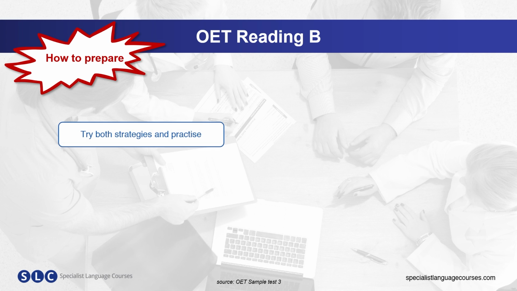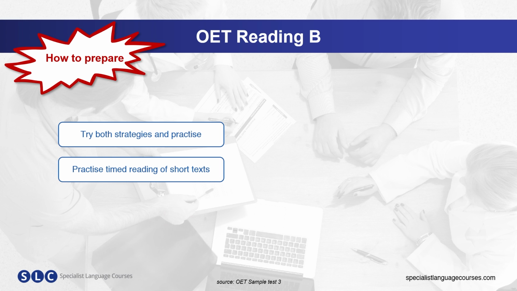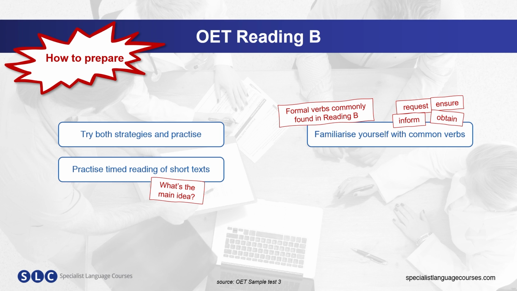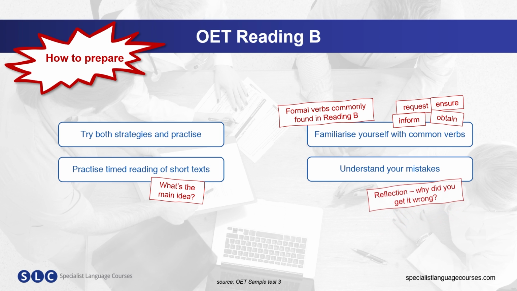So how can you prepare for Reading B? Let's take a look at some ideas. Try both strategies, reading the options before the text and also reading the text before the options. And practice. Practice timed reading of short text and increase your reading speed. Familiarise yourself with the meaning of common verbs used in Part B, which are quite formal, such as inform, request, ensure, obtain. And when you are using practice papers, make sure you review any mistakes you made so you can avoid repeating these in the future. Find out where you went wrong.